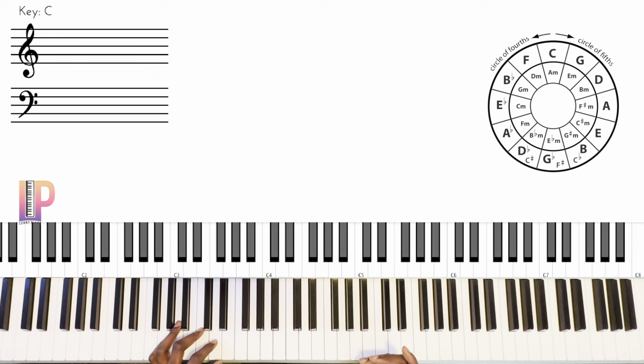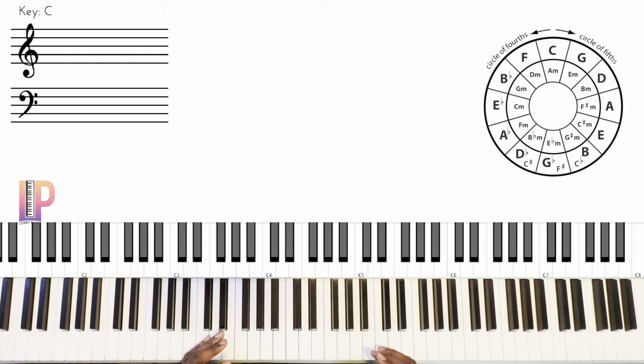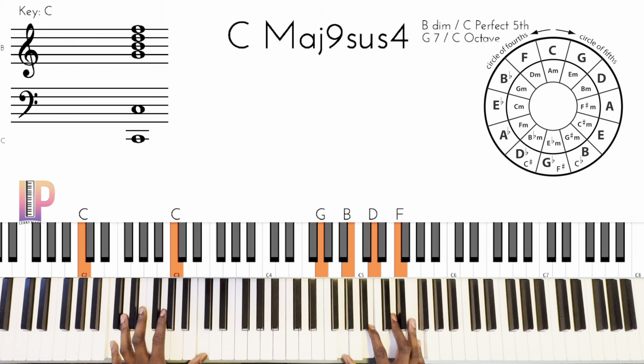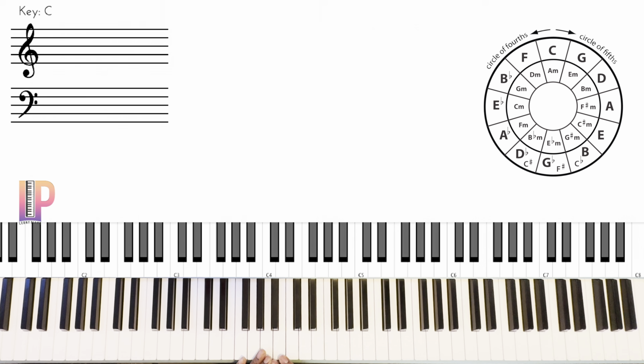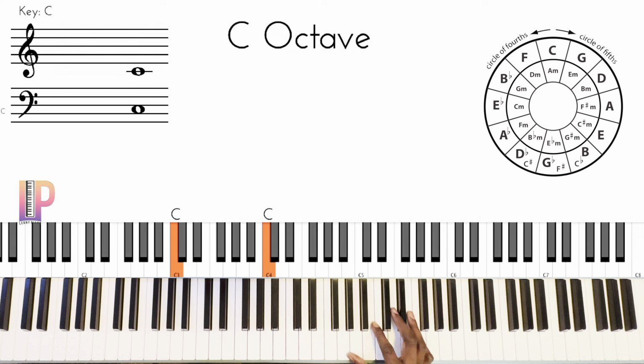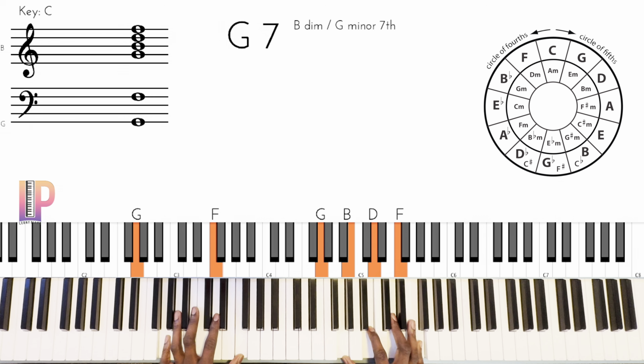So what is a dominant chord used for? A dominant chord is used to lead you to the root. It's going to lead you to the tonic. The tonic is the 1. Let's say I'm playing a G dominant 7 chord. You can feel that it tells you to go back to the 1.